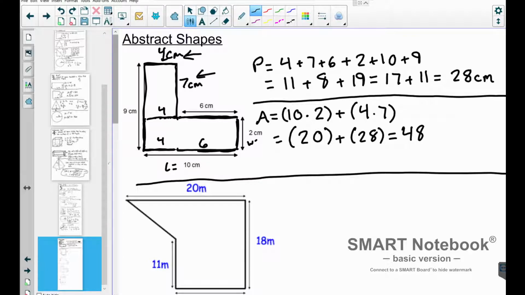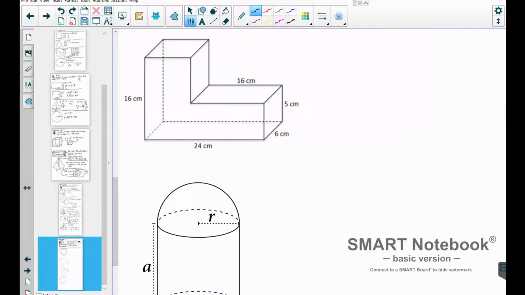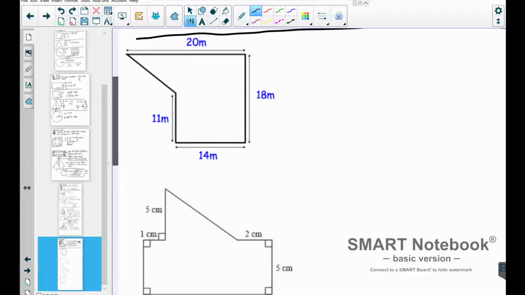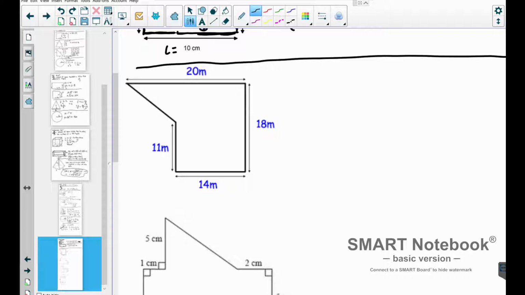Do another example. The first thing you should think when you look at these is what do I know that is there? What do I know that I can solve for? So let's break this off. This breaks it into a rectangle and a triangle, so I can solve for those things.